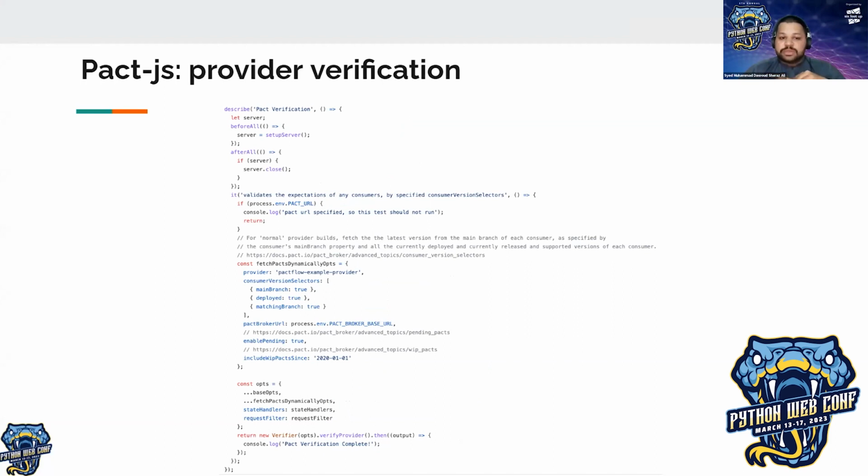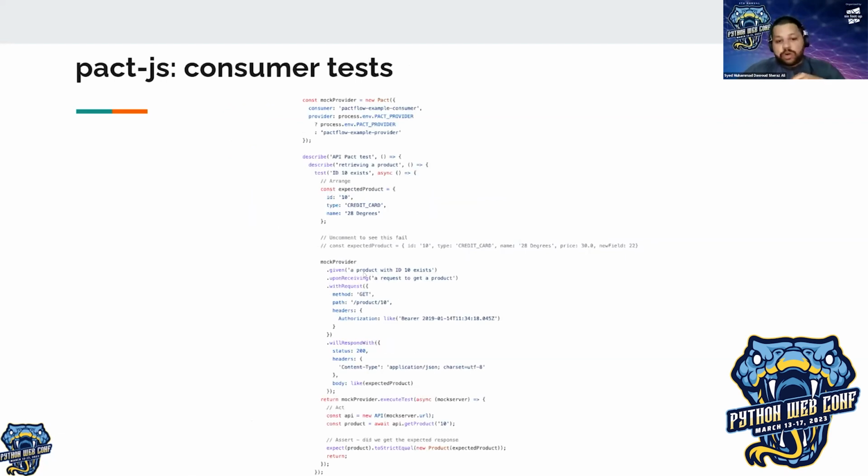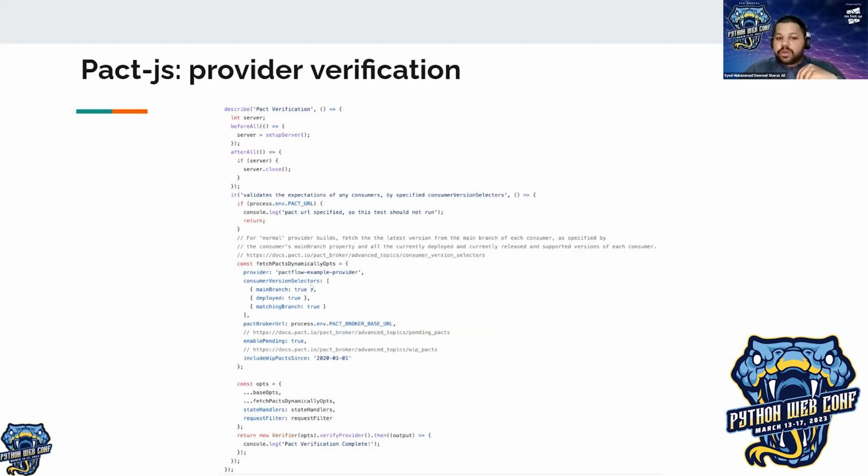Pact comes with built-in tools that will handle this internally. We just need to pass the URL of where the contract is. How should we set up our DB? The provider state concept: a product with ID 10, we should be setting that up in our provider when we are running provider verification.